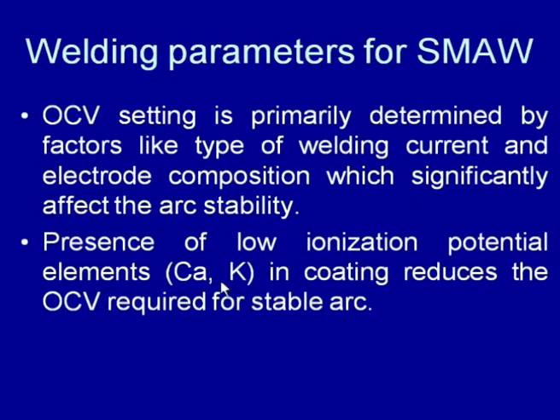The presence of low ionization potential elements like calcium and silicon in the coating reduces the OCV required for a stable arc, because the presence of these elements facilitates easy release of the electrons required for having the charged gap between the electrode and workpiece, so that the current can flow from the electrode to the workpiece side, which is required for initiating and maintenance of the welding arc.